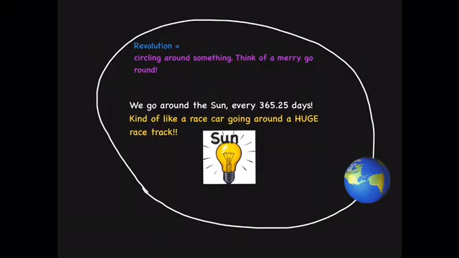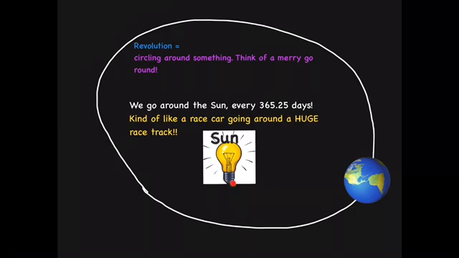So now we're going to look at the process of revolution. Now, revolution kind of means like circling around something. So think of like a merry-go-round that you might see at a circus or at a fair. So the Earth revolves around the sun.